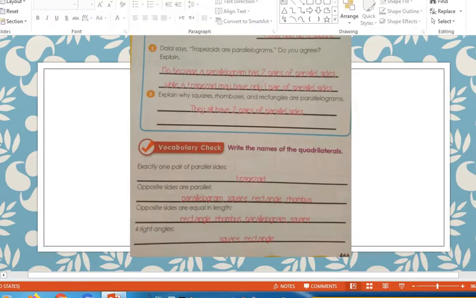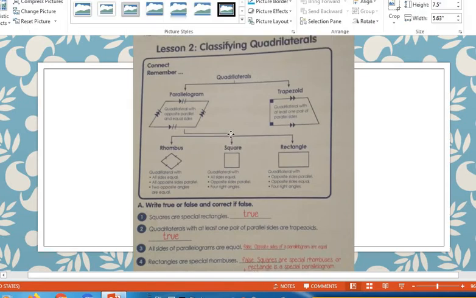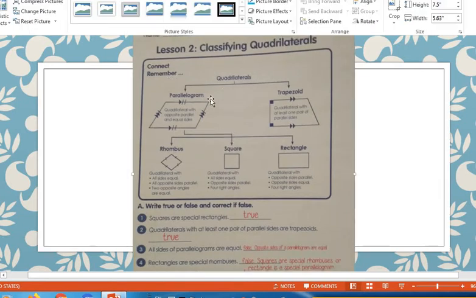Moving to the practice book. Here again, quadrilaterals. Parallelogram: quadrilaterals with opposite parallel and equal sides. Trapezoid: quadrilateral with at least one pair of parallel sides. Rhombus, they are also quadrilaterals. All sides are equal as you see, and all opposite sides are parallel to each other.